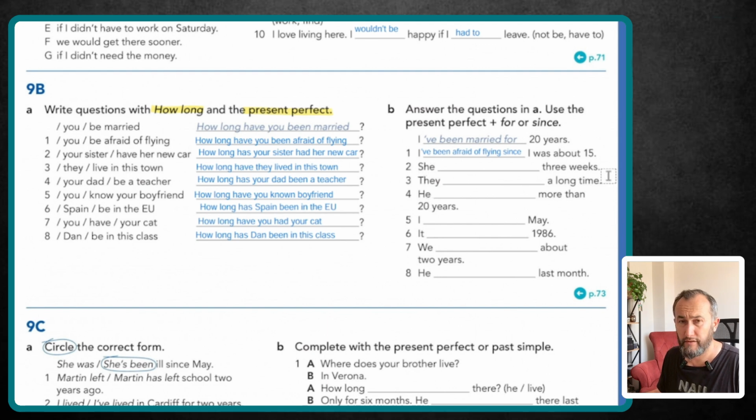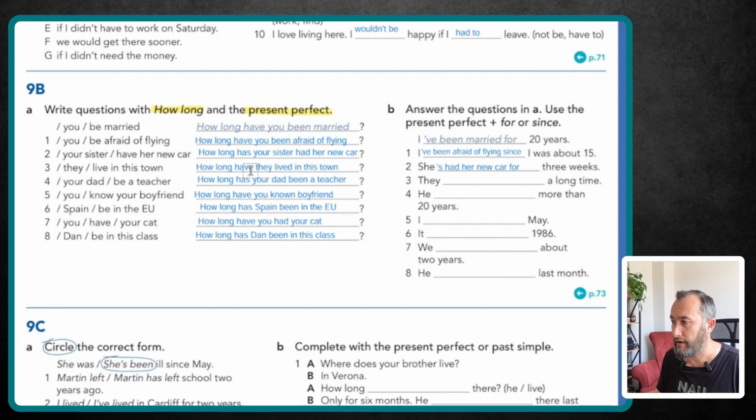Three weeks. Three weeks is a period, so we're going to use for. The question is, how long has your sister had her new car? So she has, contraction is she's, had her new car for 3 weeks. Okay.